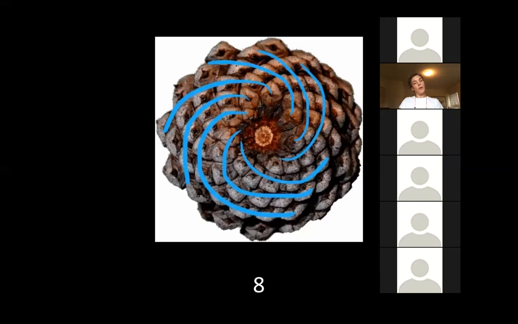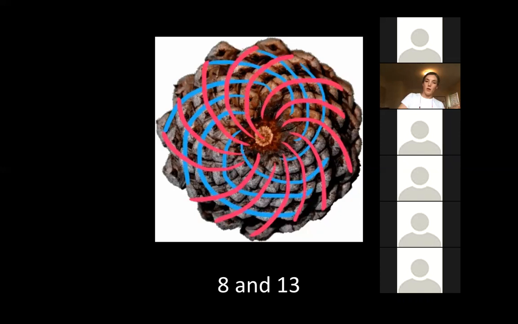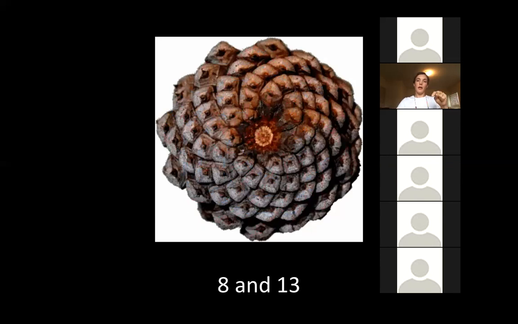And there are also lines that curve up and around to the right. Here they are in pink. If you count those lines, there are 13 of them. So there are 8 going one way and 13 going the other. Again, here is the unmodified picture, and I hope you can start to see the lines of the scales going around in two ways, clockwise and counterclockwise.